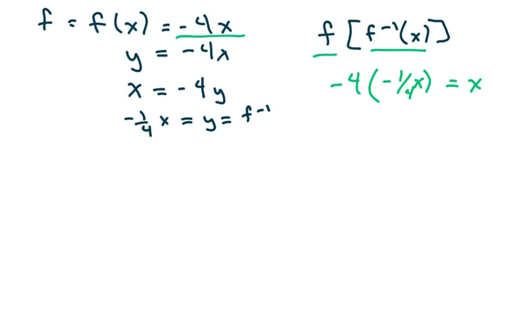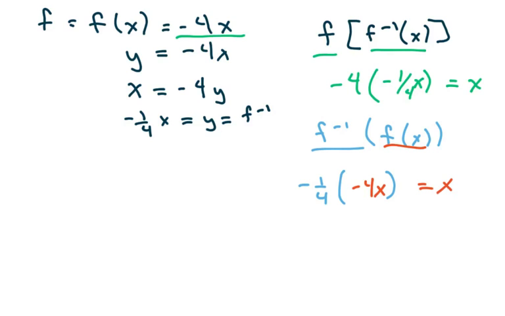Then we go the other way. F inverse composed with f of x. So I'm going to write my outer function, which is negative 1/4 x, and I'm going to input my f of x, which is negative 4x. That equals x. So we did it right, and now we can graph it.